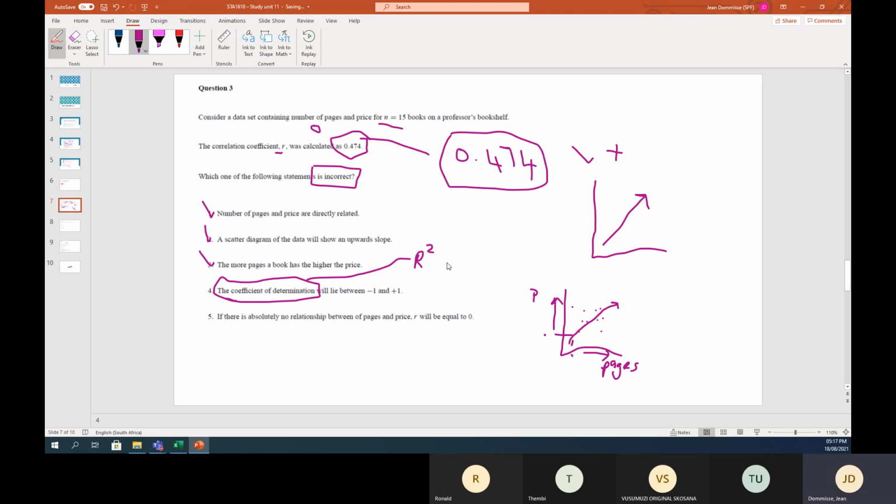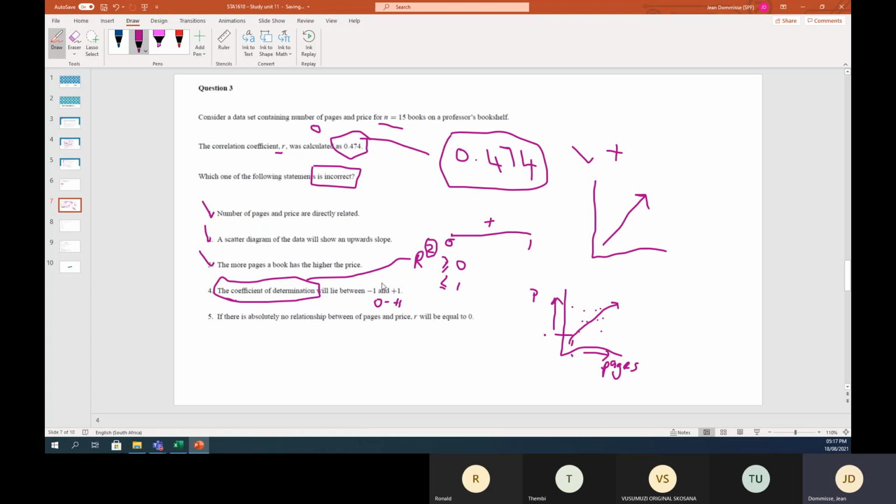So R squared will always be bigger or equal to 0, but less or equal to 1. So if that is my line, it will be from 0 to 1, but it's always positive. It can't be negative, because even if you have an R that is negative, a negative times a negative will give you a positive. So the coefficient of determination basically lies between 0 and positive 1.